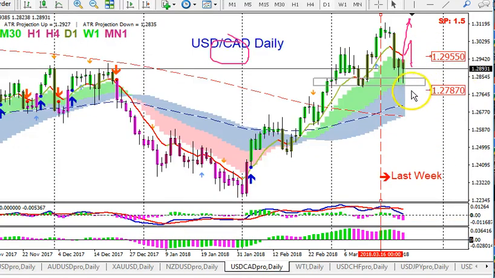So when oil got strong, the Canadian dollar got strong along with oil, and that's why the US CAD pair dropped in price, because remember, currencies trade against each other. So if the Canadian dollar strengthened, the US dollar weakened, and that's why we had a drop in price last week. Again, it's these two wicks that you have to keep an eye on.